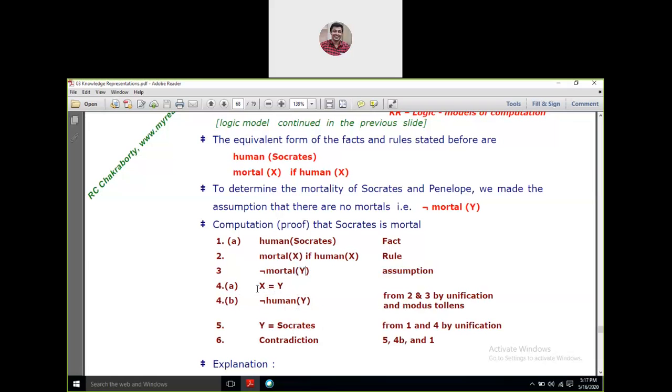Now I am assigning X equal to Y. That means I am assigning something that is human and mortal to Y. Under these cases, what's going to happen? Now I can say that Y is not human, from 2 and 3 by unification of modus tollens. Modus means repetitive rule assignment, right? Repetitive rule assignment.